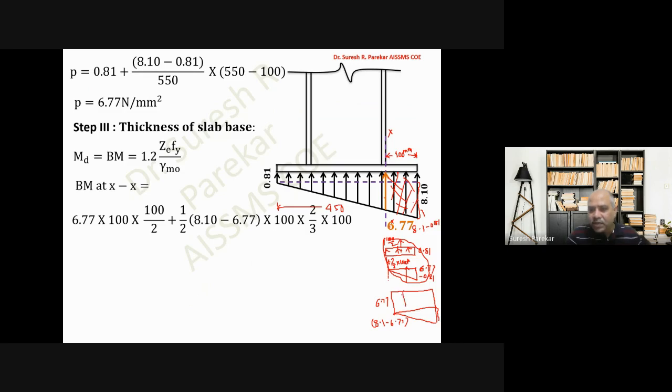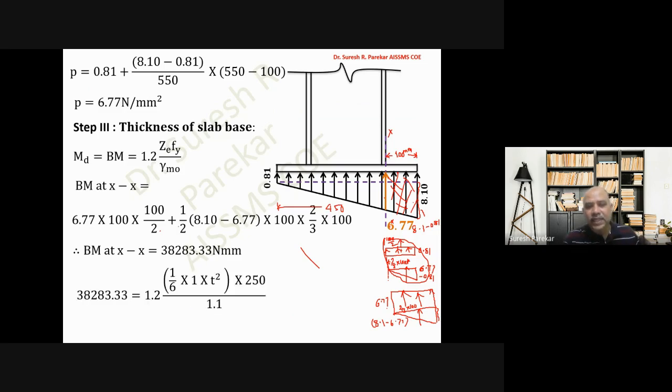And then we have this will be first UDL 6.77 into 100 into 100 by 2 plus half this triangle. So 8.1 minus 6.77 into 100, and this will be CG from here, two-third of 100, and we will get moment at XX, and knowing moment MD we will equate it, and from this we will get T as 29.02 millimeter, and we will provide base plate 490 by 550 by 30 millimeter.